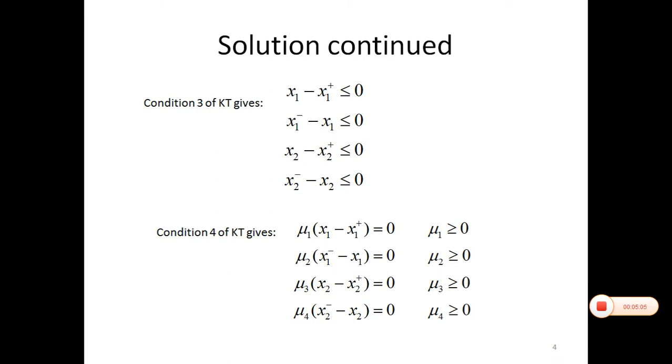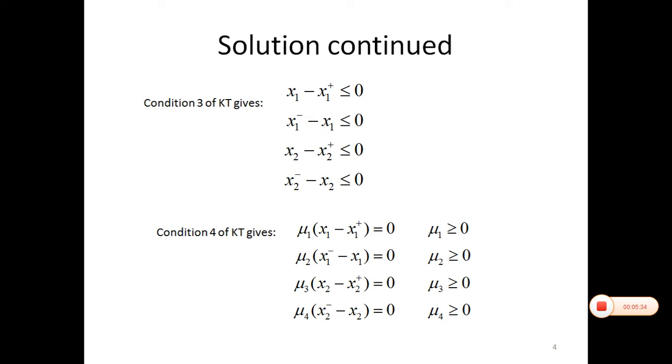The third condition is to fulfill the inequality constraints. We have four inequality constraints which are defined by these equations. It will be x1 minus x1 plus less than or equal to 0, x1 minus x1 minus less than or equal to 0, x2 minus x2 plus less than or equal to 0, x2 minus x2 minus less than or equal to 0. So these are the inequality constraints. We have to meet these constraint equations.